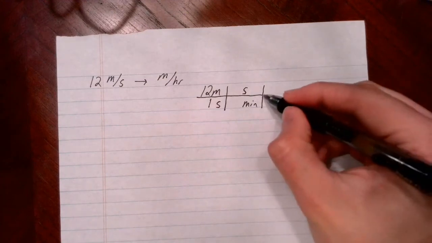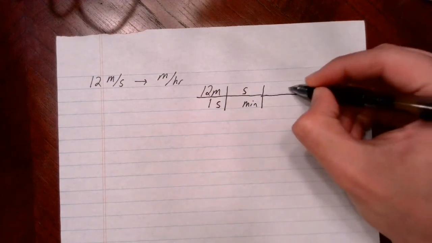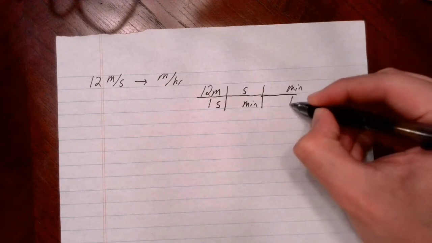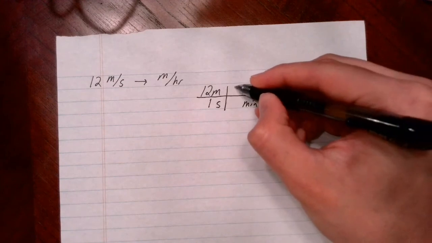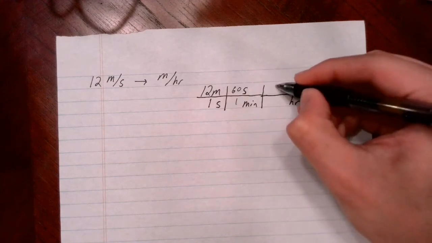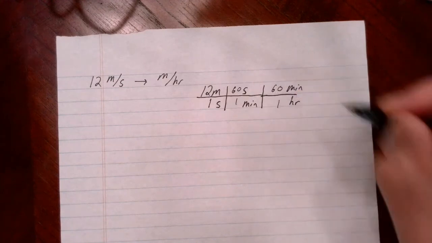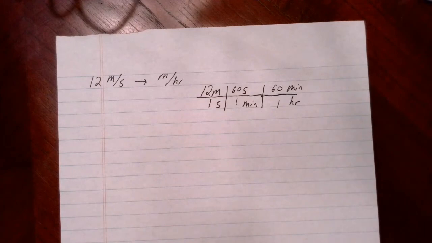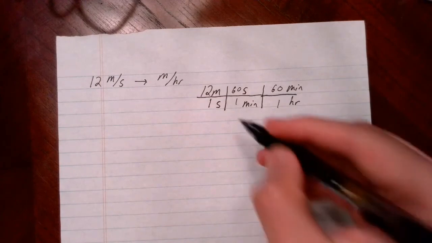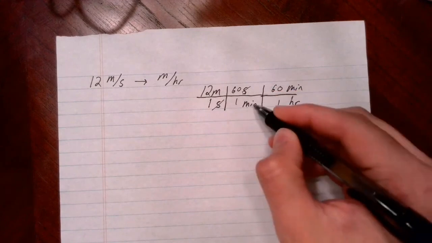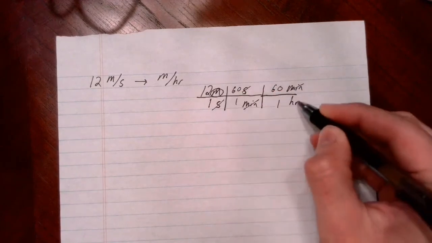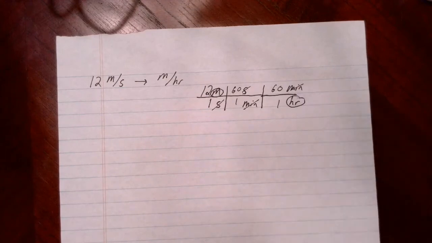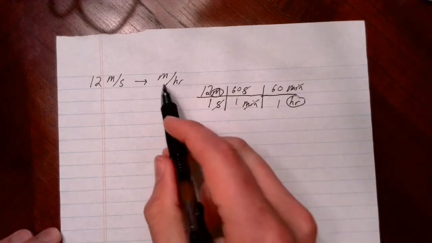I still need to cancel out the minutes. Minutes on top, hours on bottom. So now I can say there are 60 seconds in 1 minute, 60 minutes in 1 hour. So before I type this in, let's check it. Seconds cancels seconds, minutes cancels minutes. So I'm left with meters per hour, which is what I ultimately was trying to accomplish, meters per hour, so I'm on the right track.